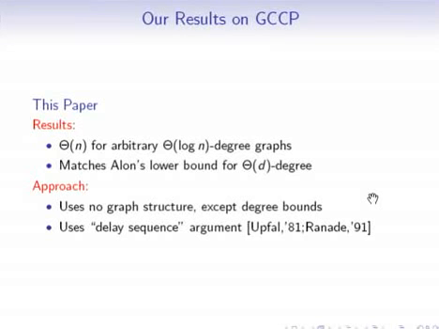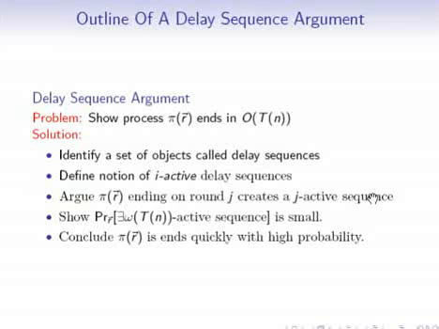proof without the use of graph structure is that we use what's called a delay sequence argument. This argument structure, or argument skeleton, was originally developed by Upfal in 1981, and there was also a famous application of it by Ranade in 91 to routing in the butterfly. So let's see what a delay sequence argument looks like.